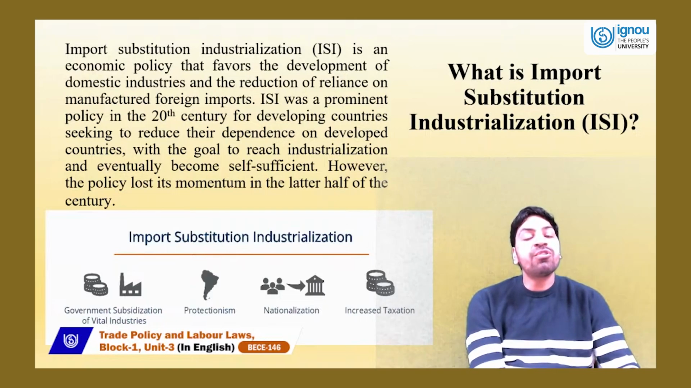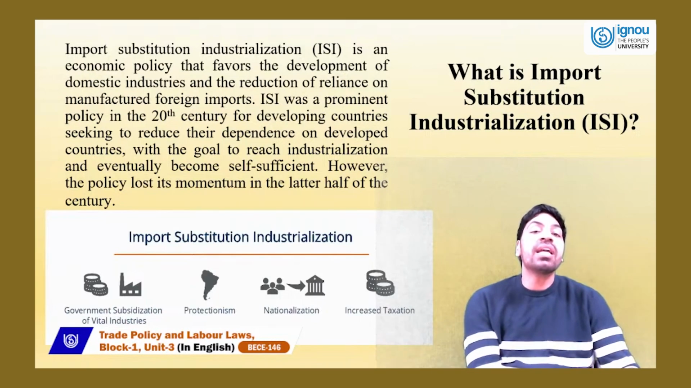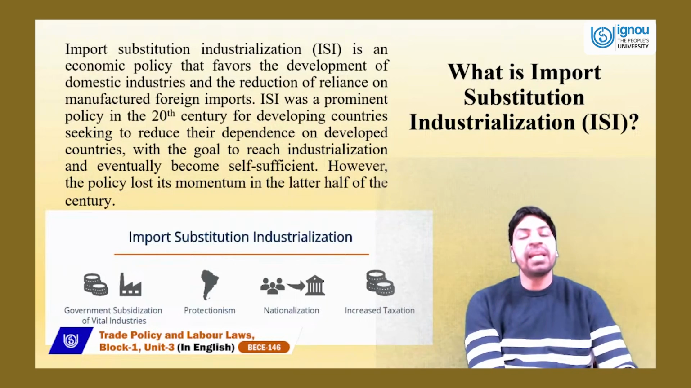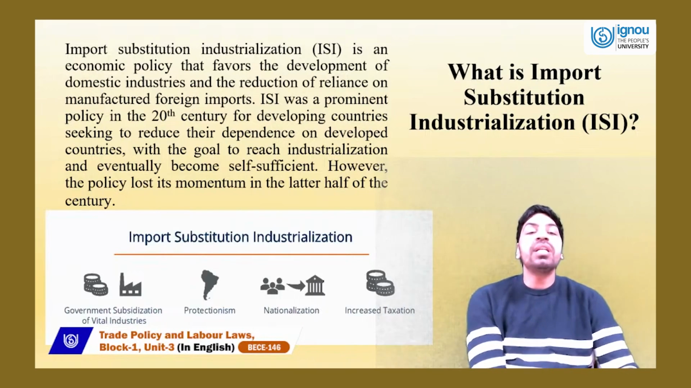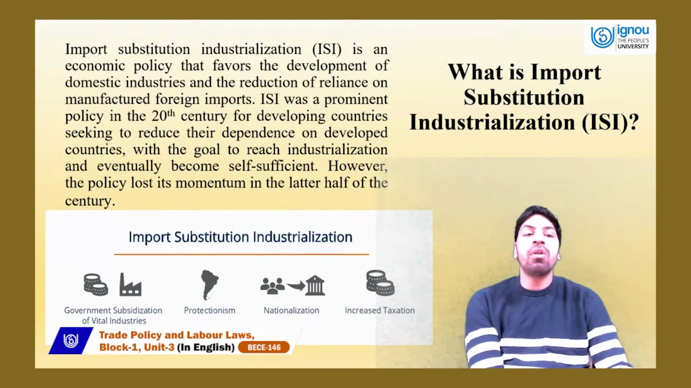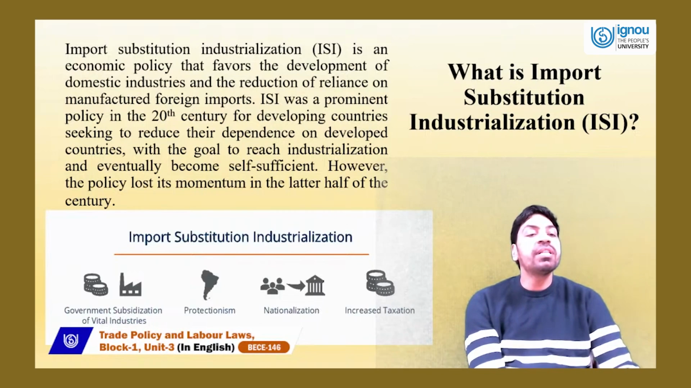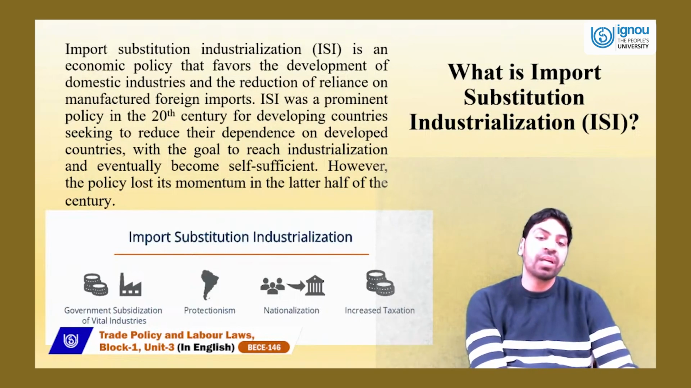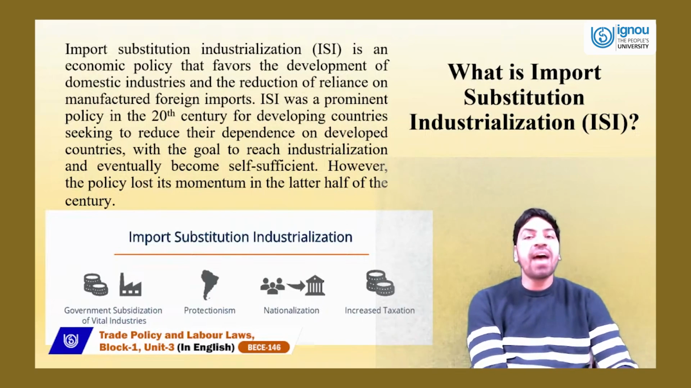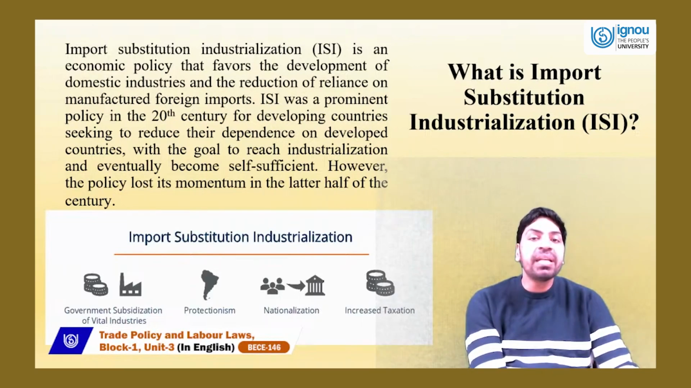And it always tries to encourage and motivate other countries to reduce their dependency on the developed countries, and as a result it aims to make domestic industries self-sufficient. This policy was prominent in the half of the 20th century. And it focuses on four main factors, that is the government subsidization of selected industries like cement, diesel, petrol, etc.